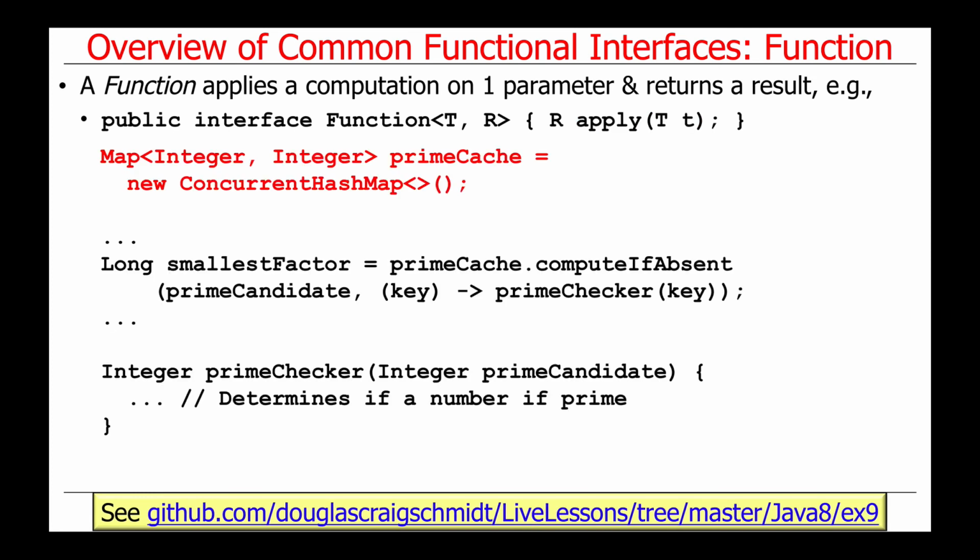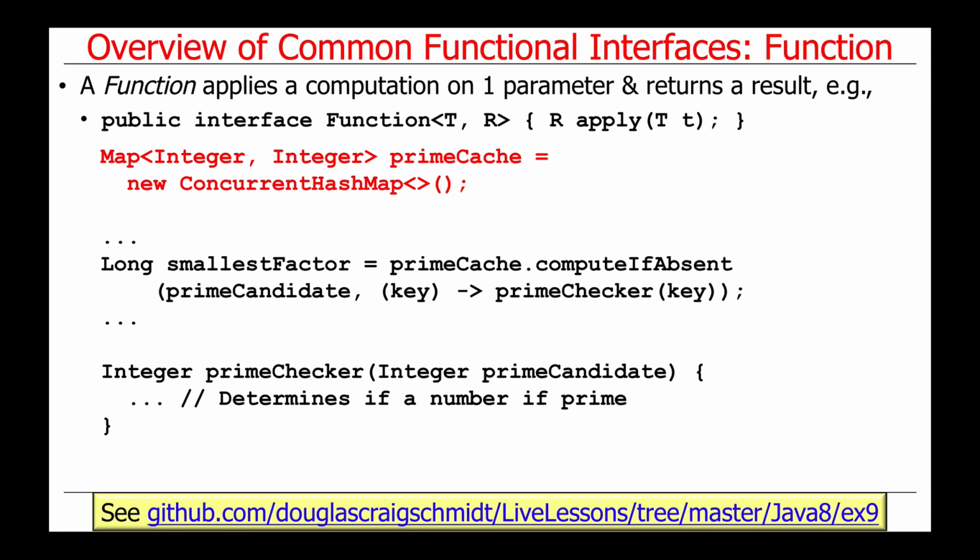Once again, we'll use the concurrent hash map to demonstrate the function interface. In this case, we're going to define what's called a memoizing cache. And this cache will essentially map integer to integer using the concurrent hash map. And what it's going to do is be a cache of numbers and an indication whether those numbers are prime or those numbers are not prime.